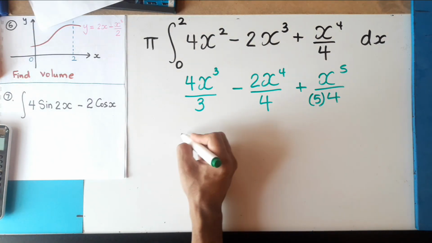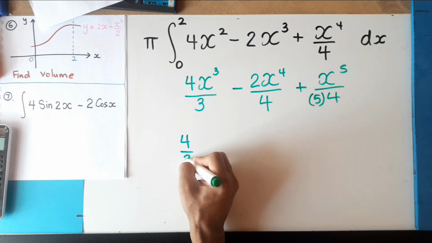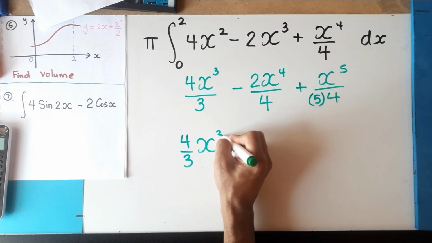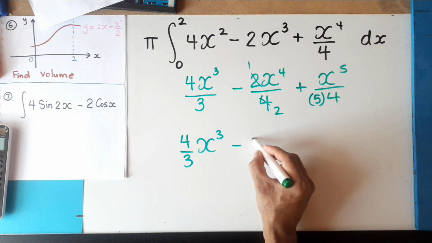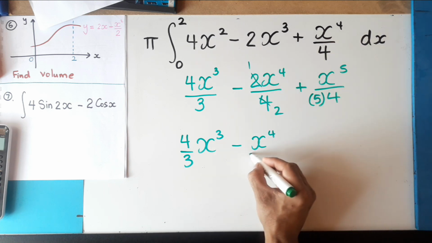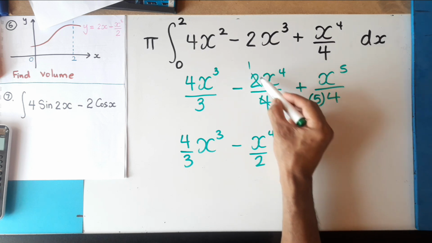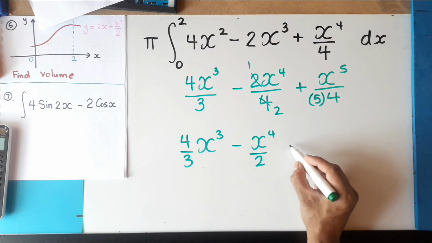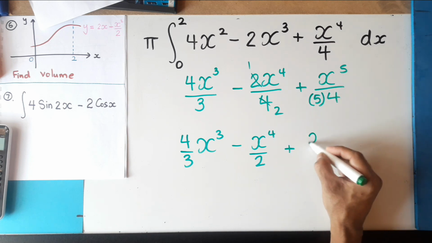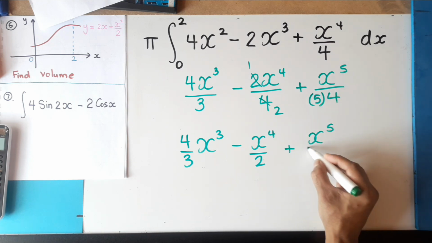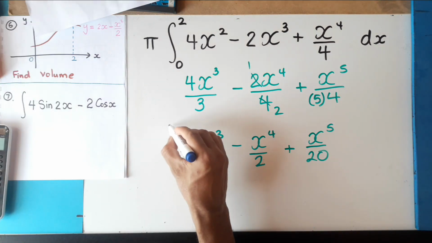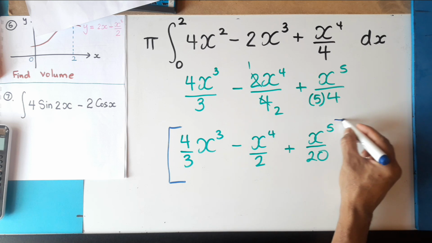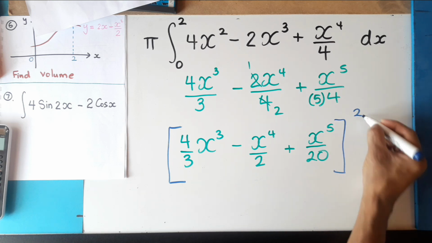This is just nothing much here. 4 on 3x cubed. 2 will go into this to give us minus x to the power 4 divided by 2. Remember, 1 multiplied by anything is itself, so I'm not going to bother to put the 1. Plus x to the power 5, and 4 by 5 is 20. And once we integrate it, we put the square brackets and we put 2 and 0.